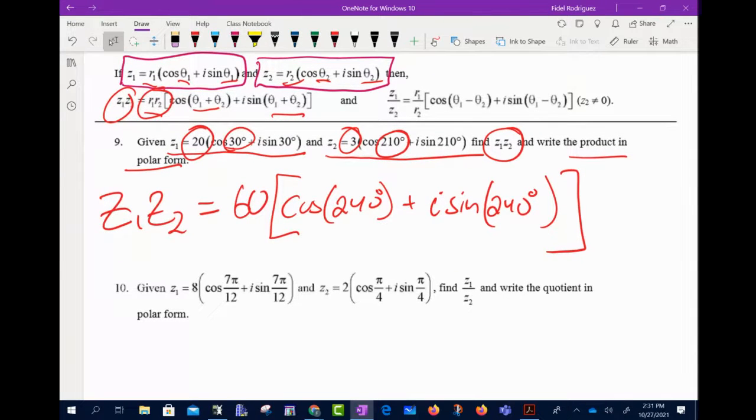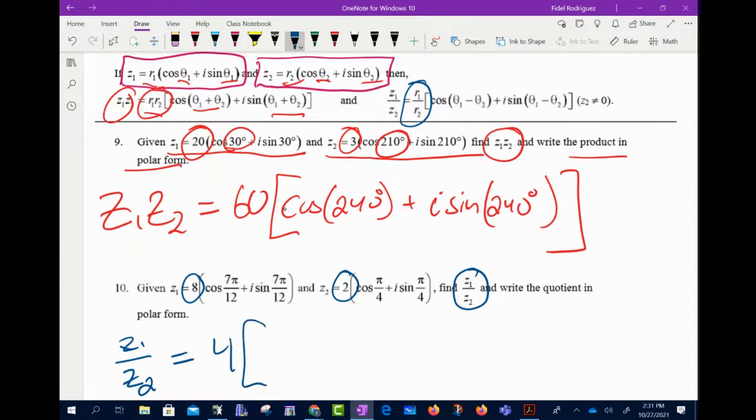All right, let's try number 10. We're going to go about it exactly the same way. So look at number 10. Number 10 wants me to find the quotient. So remember what the quotient means. Quotient means we're actually going to divide. So Z1 divided by Z2. I want you to take a look here. Look what we're going to do with our R values. We're going to divide them out. We're going to take R1 and divide it by R2. So what's 8 divided by 2?